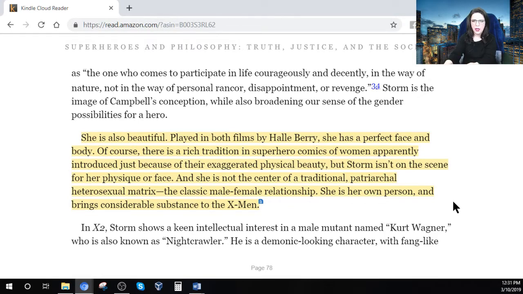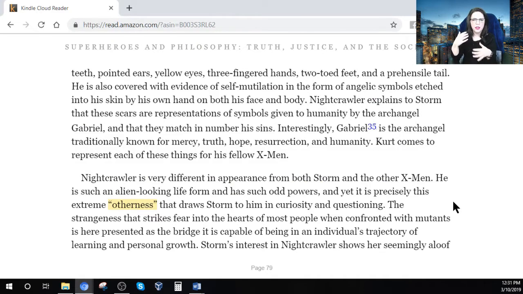Now, in the movie, Storm meets Nightcrawler, and Housel describes him to you. He has a prehensile tail, he has scales, he has the yellow eyes, and he's covered in forms of self-mutilation. They're like symbols that he's etched into his own skin, and he tells her that it's Gabriel, the archangel, who has been guiding him, and the etchings are the numbers of his sins. And because of Nightcrawler's appearance, he has very much an awareness that he is considered an other, and this would fall within the post-colonial lens. So let's take a look at a clip from X-Men so that we can see how Storm, Jean Grey, and Nightcrawler interact, and how Nightcrawler discusses these etchings on his body.